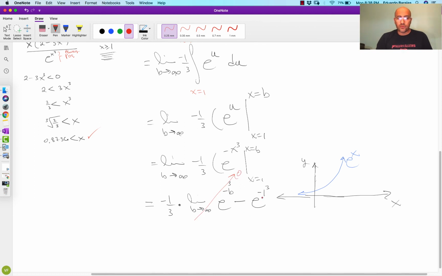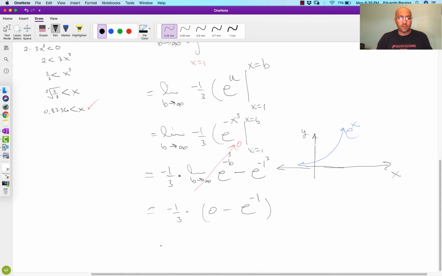Good. Okay, so then what we end up with is negative 1/3 times something that goes to 0, minus e to the negative 1. Negative times a negative becomes a positive. So this becomes positive 1/3e. That's what it converges to.